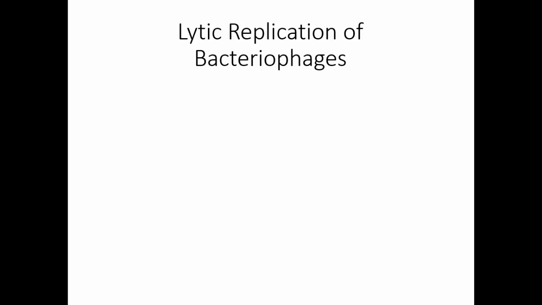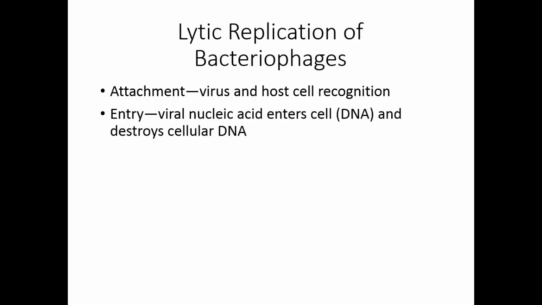Bacteriophages have been the best studied, and so we have a good view of how they reproduce. And the lytic replication means that at the end, the cell is going to be lysed. There are basically 5 stages to viral replication. We start with attachment. The virus and the host cell must recognize each other. Then the viral nucleic acid has to enter the cell. In the case of bacteriophages, this is DNA.